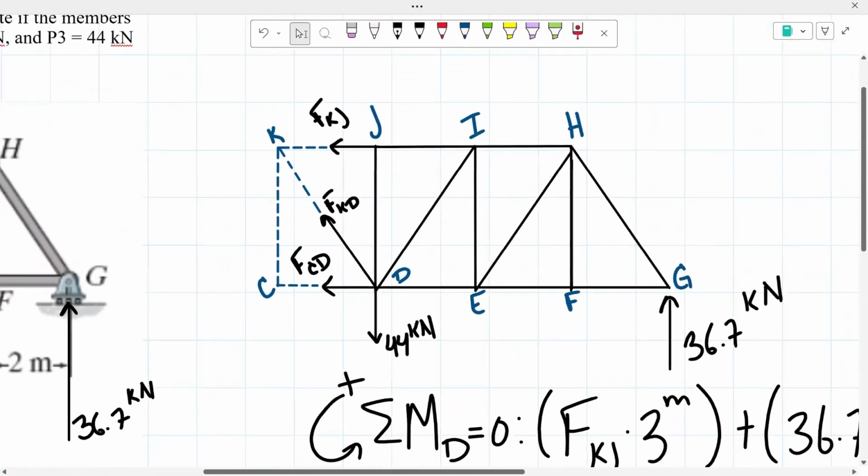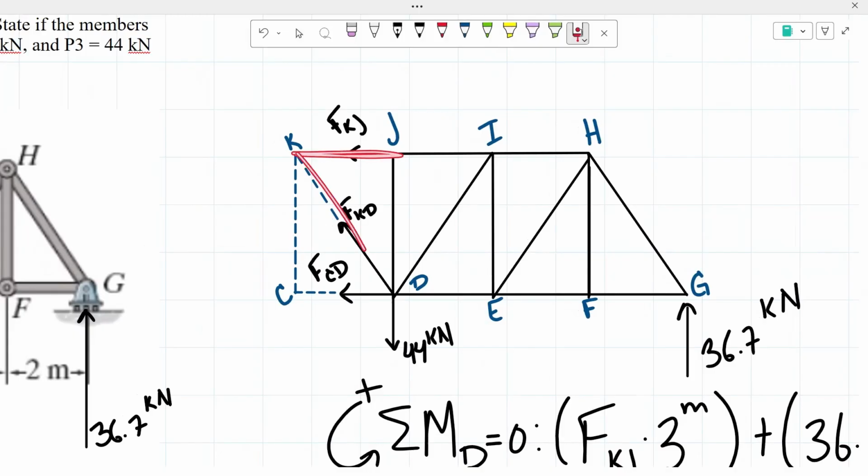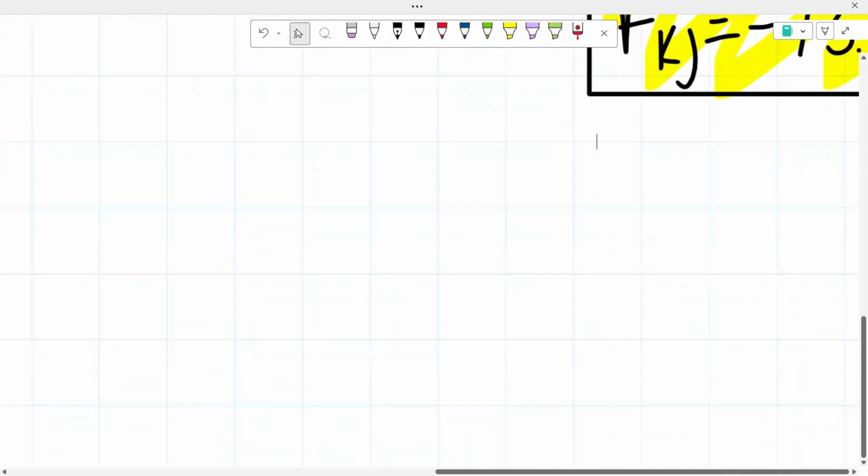Now from there, I'm going to take another look and see where two more forces meet together. As you guys could see, our members KD and KJ also meet up at our point K, meaning that if I were to take the sum of the moments about point K, we would be able to determine the force of the member CD. So that's what I'm going to be doing next.